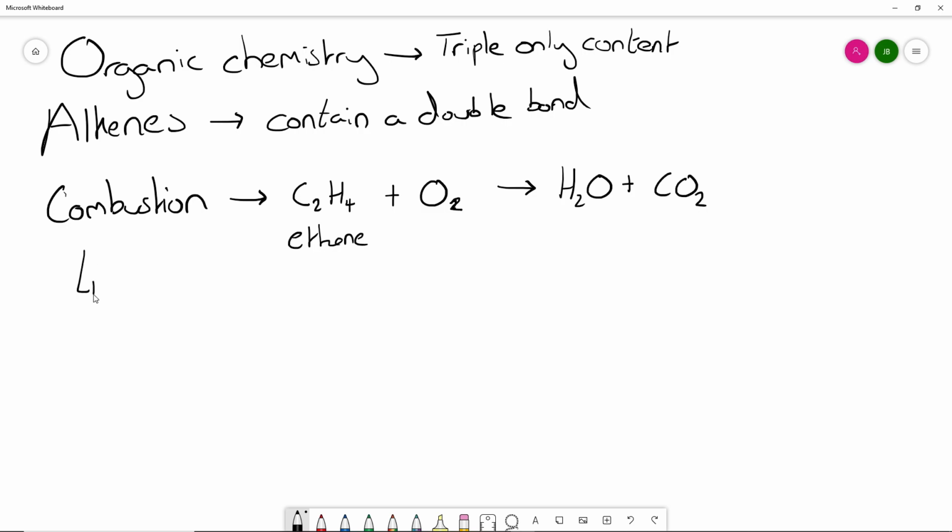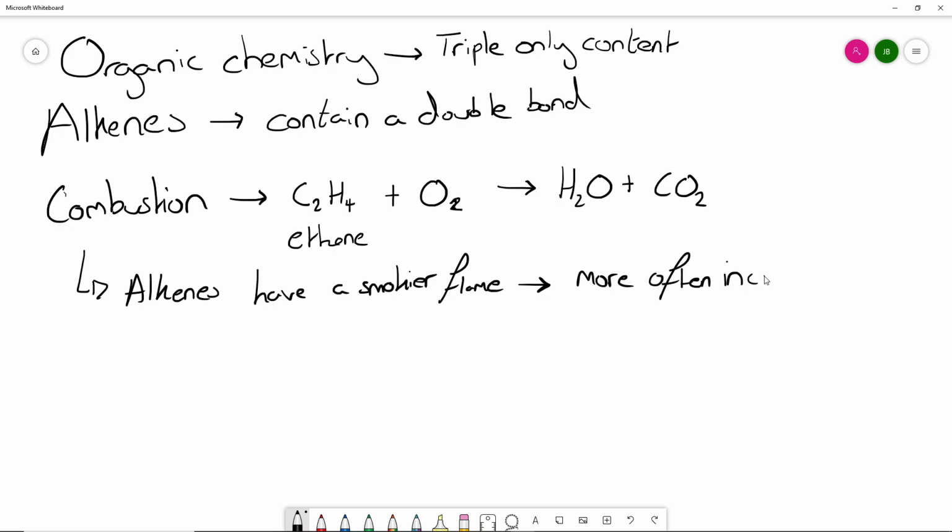But often alkenes have a smokier flame. So this is because more often incomplete combustion. So this is because we don't have enough oxygen in the reaction, therefore we won't be able to make CO2, we end up making CO, or in this example, a smokier flame, just making C on its own, having carbon, makes it a sooty flame, and that's why we get that sort of smoky appearance.